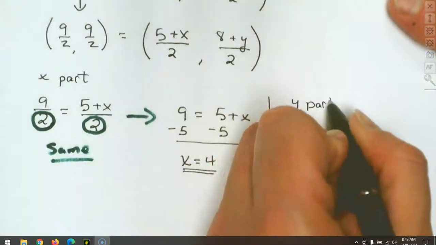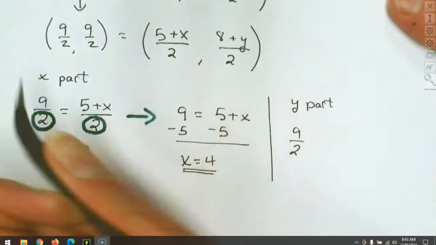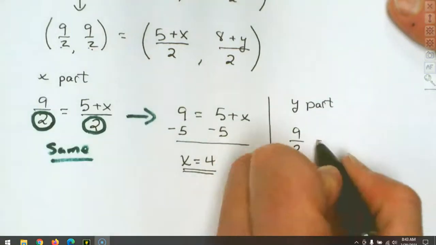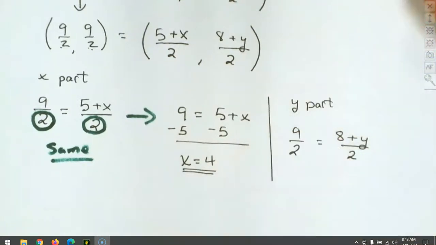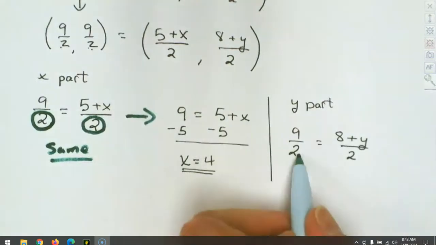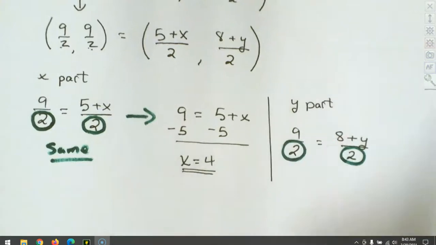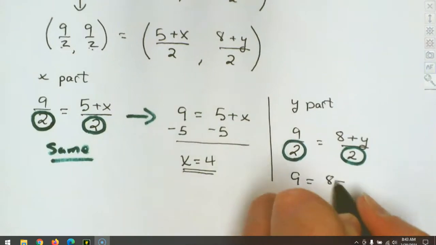And on the y part, what do we have? Well, for the y part, we have 9 over 2 again, because that's your x and that's your y component. And that's going to equal 8 plus y over 2. Again, what do we know about these? These denominators are the same. And we could cross multiply, but there's no need to because they are the same. If they were different, you would have to cross multiply. But in this case, we don't need to. So that gives us 9 equals 8 plus y.